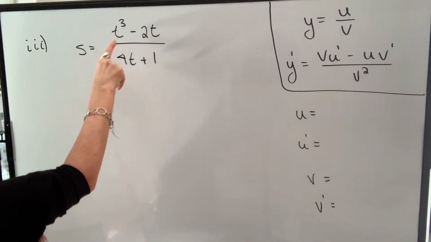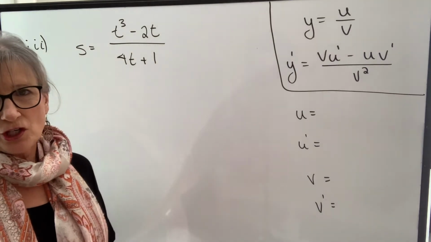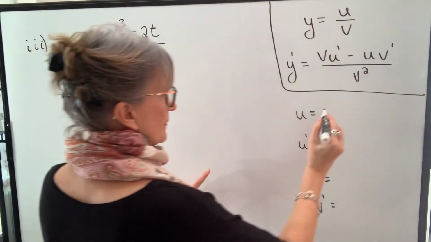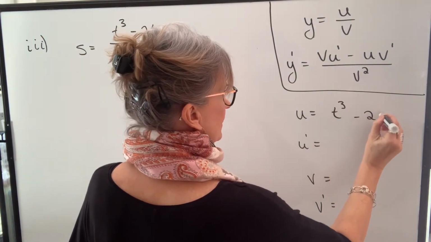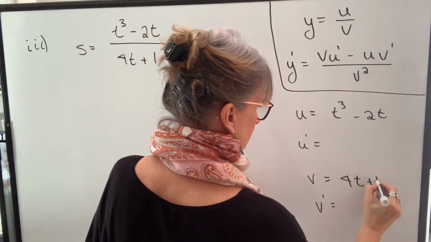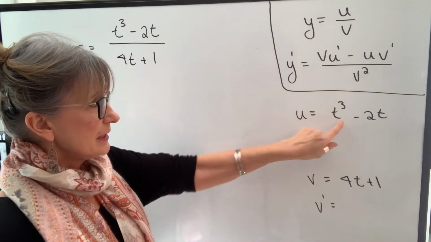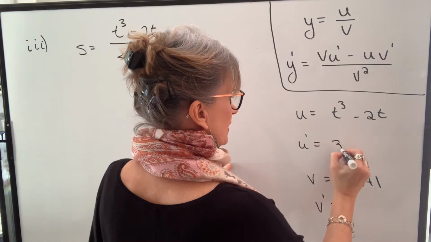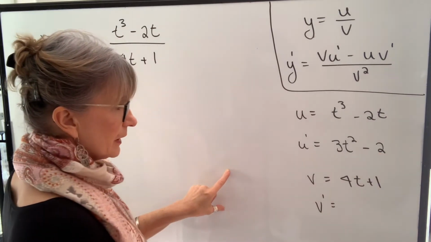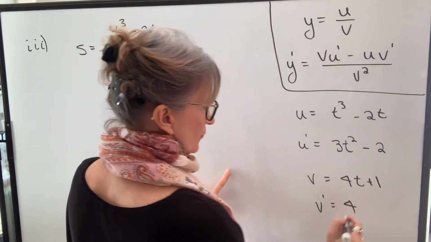Our next example is displacement as a function of time. So we've just changed variables, but we still do the same process. U is always the numerator, so t cubed minus 2t. V is the denominator, so 4t plus 1. Now we're going to differentiate u with respect to our independent variable, which now is t. So the derivative of u will be 3t squared minus the derivative of 2t, which is 2. Similarly, I differentiate this with respect to t, so my derivative is 4.